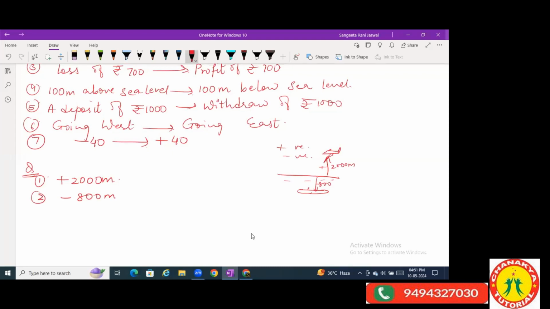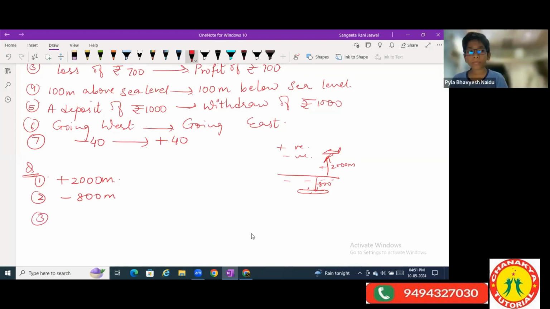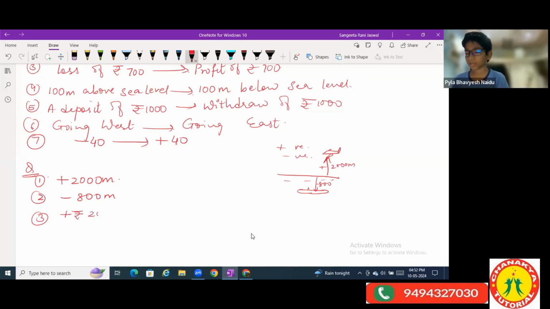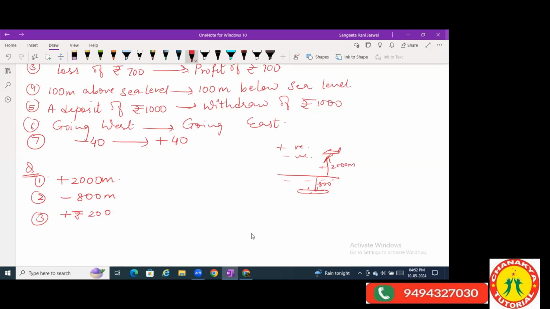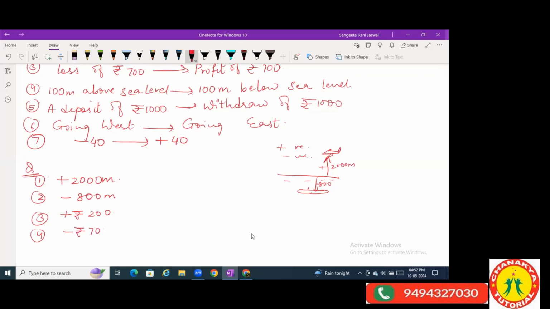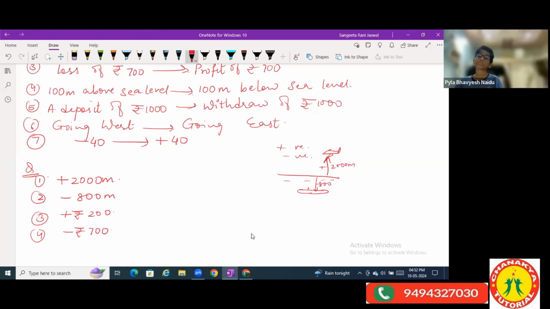Okay. Next question to Bhavish. A deposit of rupees 200. Deposit. Yes, it's plus. So that will be plus rupees 200. Okay. Lakshita, withdrawal of rupees 700. Negative 700, like minus rupees 700. Okay. Right, children?